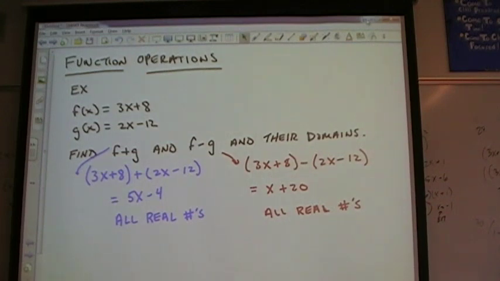So when is it all real numbers? When it's a linear function right now. All we've got right now are linear functions. But we're going to get into others in the next example.